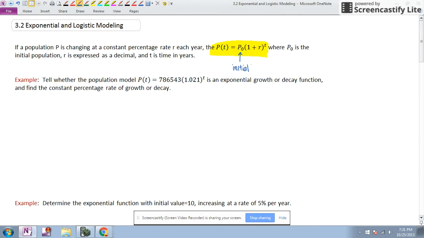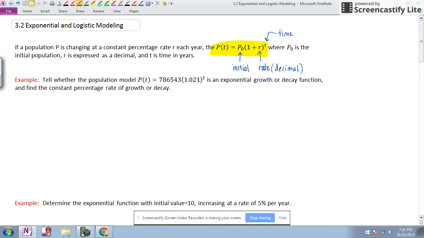And now I can tell you what the rate of change is. So this is the rate that is increasing or decreasing. You always want to make sure you write that as a decimal. Time, that is the time for the rate. Like it is 5% every year.